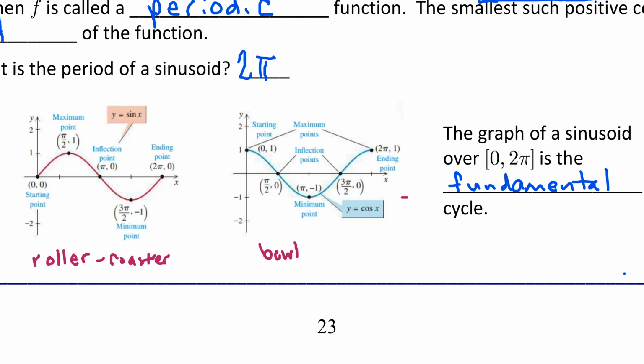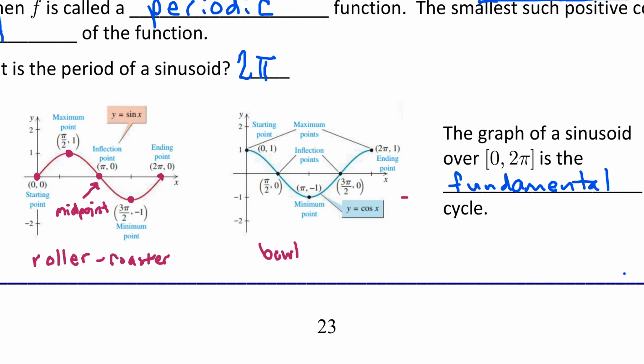Considering the sine wave, it starts on the x-axis, it ends on the x-axis, and it crosses the x-axis at the midpoint between the beginning point and the end point of the graph of the fundamental cycle. Also notice it reaches a maximum point halfway between the first and second x-intercepts. Similarly, it reaches a minimum point halfway between the middle and last x-intercept. So the 3 x-intercepts, in addition to the maximum point and the minimum point, are called the 5 key points for the sine wave.